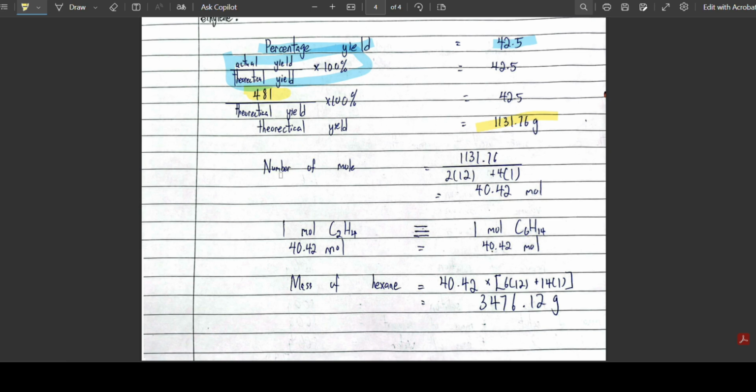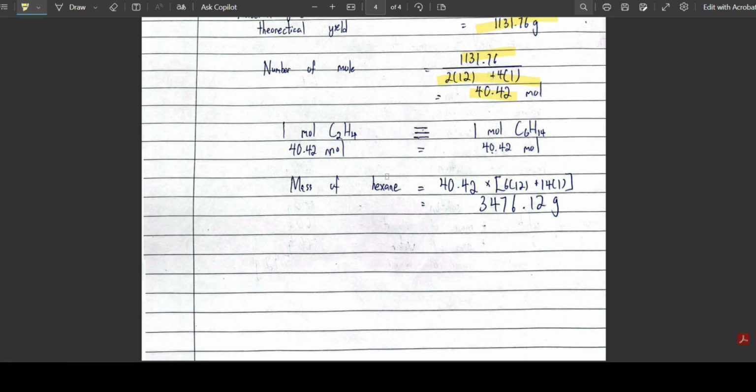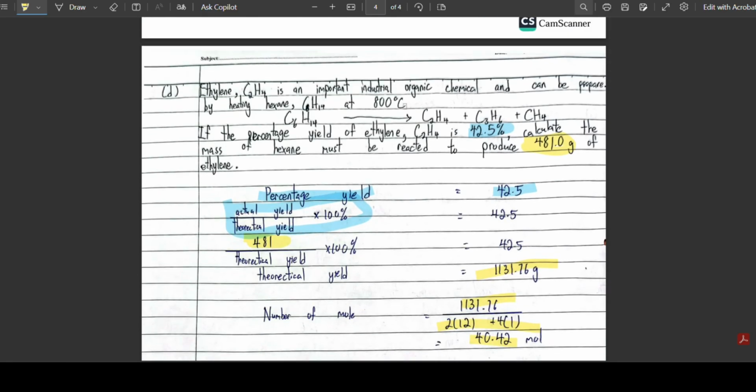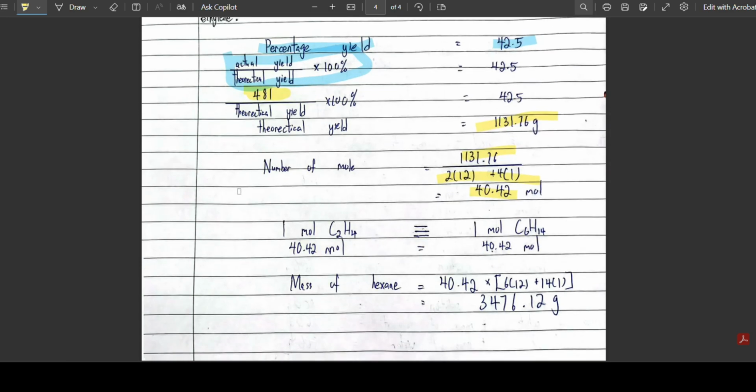After we get the theoretical yield, we will find out the number of moles. If you want to find out the number of moles, we will use the gram divided by its molar mass, and we will get 40.42 mole. After this, as we want to know the mass of hexane, we need to find out the moles of hexane first. So we will use the ratio. Then we will find the moles of C6H14 is 40.42.